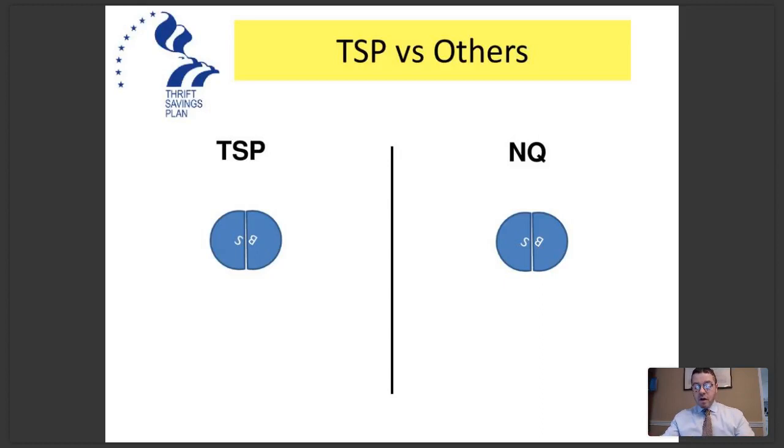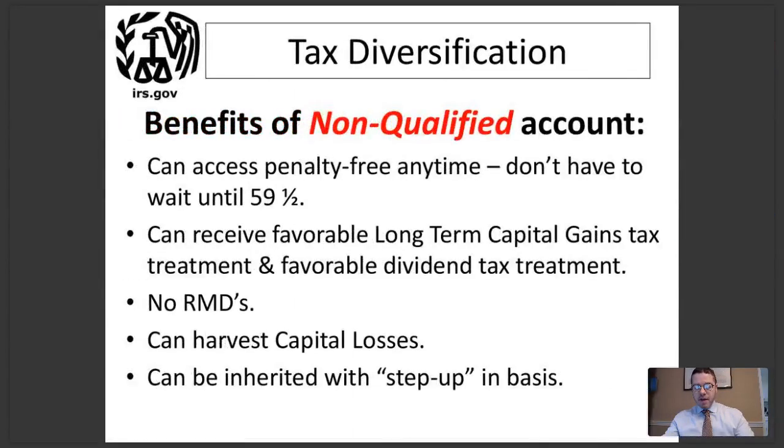long-term capital gains rates. Okay, let me go a little bit further, guys. I'm going to back up a second. No required minimum distributions. Let's keep this in mind. When you turn 70 and a half, you will have forced distributions. The IRS is basically going to be saying you have to take money out of your TSP whether you like it or not.